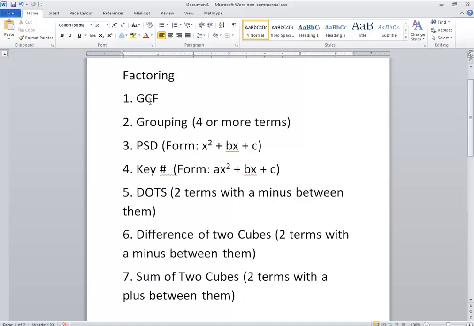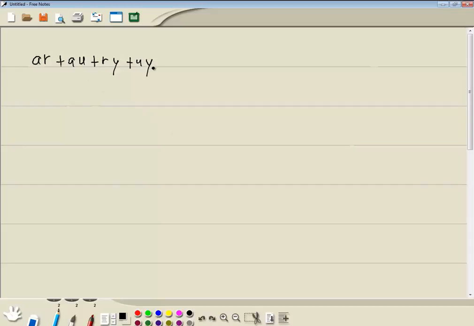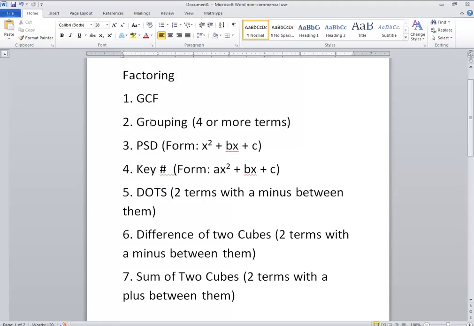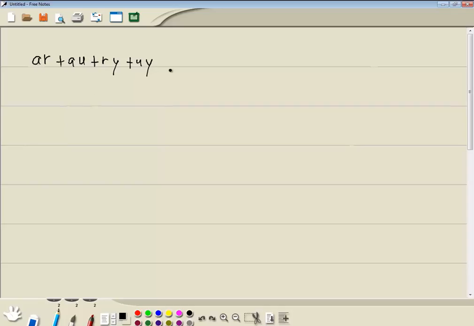So if we start going down through our list, first thing we look for is a GCF. If I look at all four terms, they have nothing in common. Some of them have Y's, some of them have A's, some of them have R's, but all four terms have nothing in common. Start going through my list, and grouping is when you have four or more terms. Well, we have four or more terms here. Now with grouping, we'll group the first two terms together, and we'll group the last two terms together.